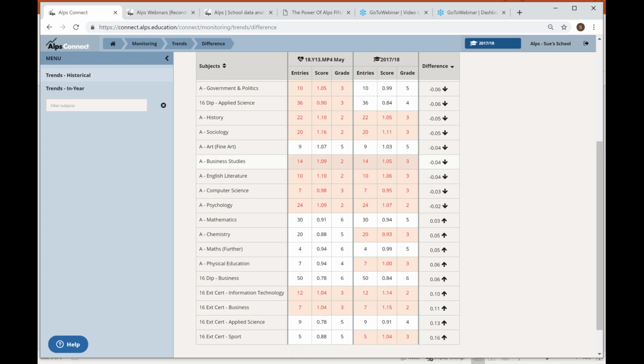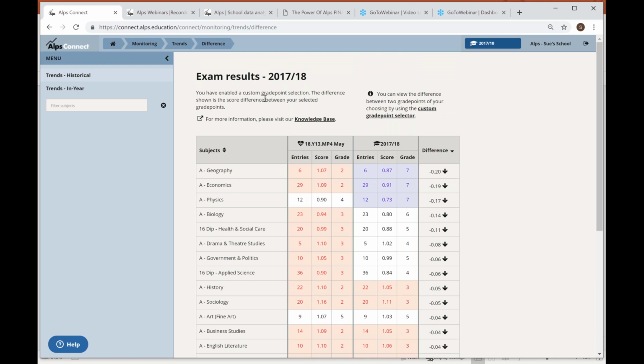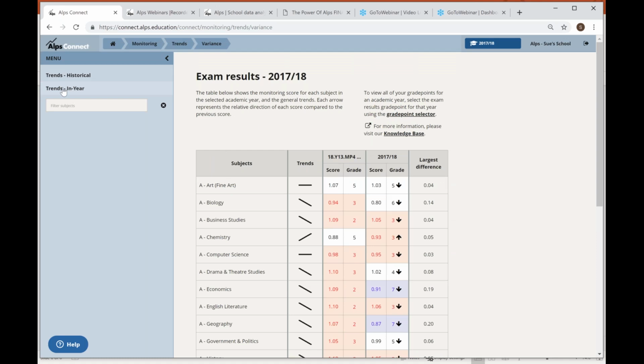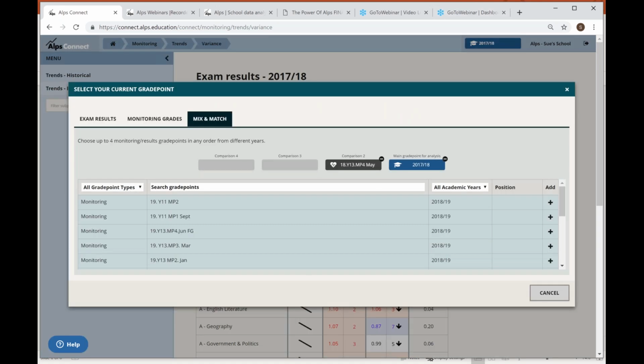Okay, hopefully that makes sense. I'm asking you if it makes sense. You can't respond, but that's the historical. The in-year allows me up to 4 monitoring points. So I'm going to go back to my year 13s. I'm going to keep those 2 grade points on, and I'm going to add my 2 from this year. Okay, I'm actually just going to add 1 from this year.